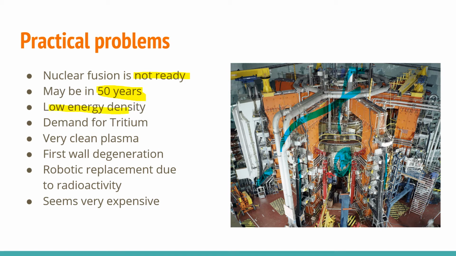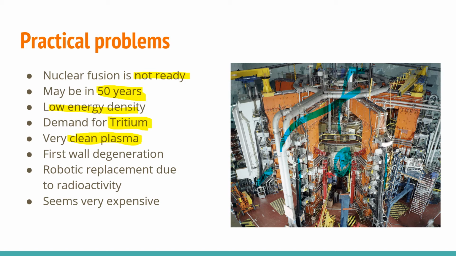We have a low energy density inside here. Although it is really hot, you have to have a very huge system so that you can burn a lot of energy. You need the tritium. Tritium is not nice because tritium is radioactive. And it's hard to produce, by the way. You have to produce it in conventional reactors or with some tricky equipment inside here. You need a very clean plasma. The moment some iron or whatever goes into the plasma, it cools down immediately and the process stops.